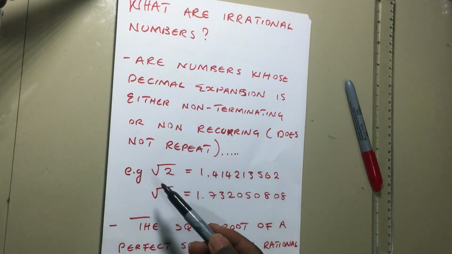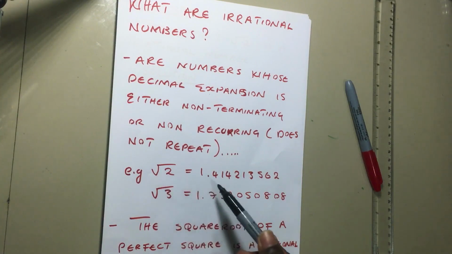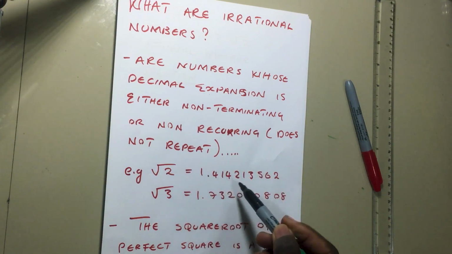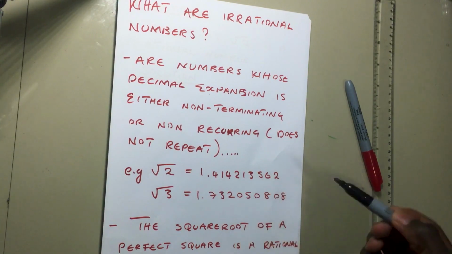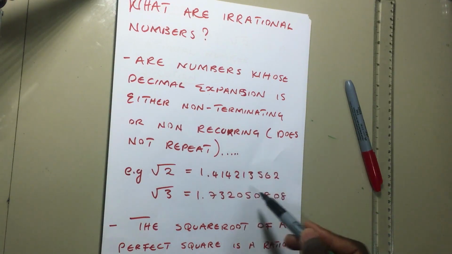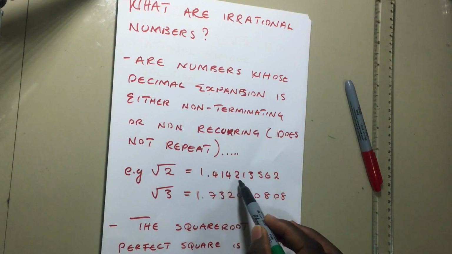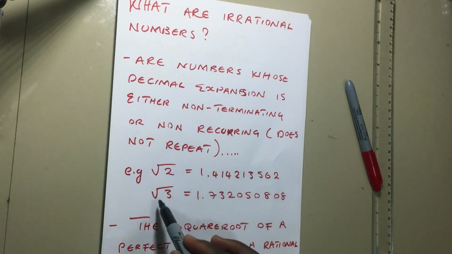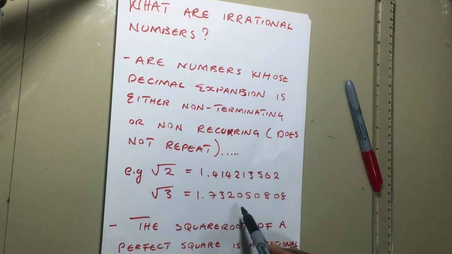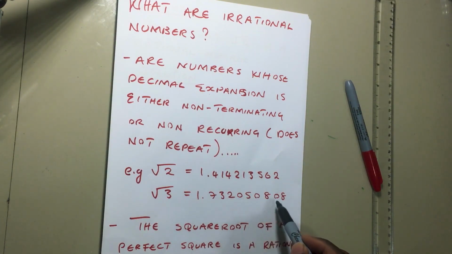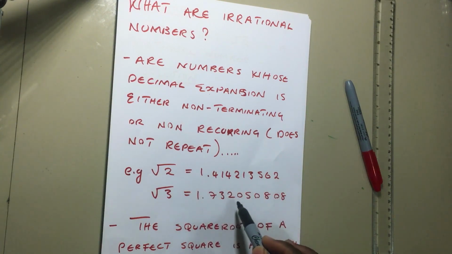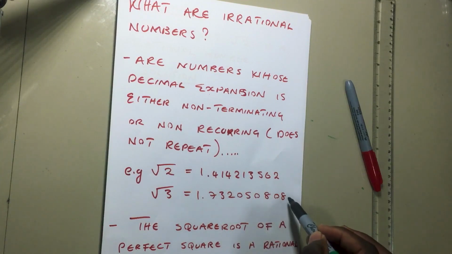We have examples here of irrational numbers. The square root of 2 is equal to 1.4142135562. We can see from this expression that it's non-terminating, it keeps going, and it's also not repeating. With 414213, there's no number here that is repeating. The square root of 3 is the same thing: 1.7320508808. This expression is also non-terminating and non-recurring because it keeps on going.